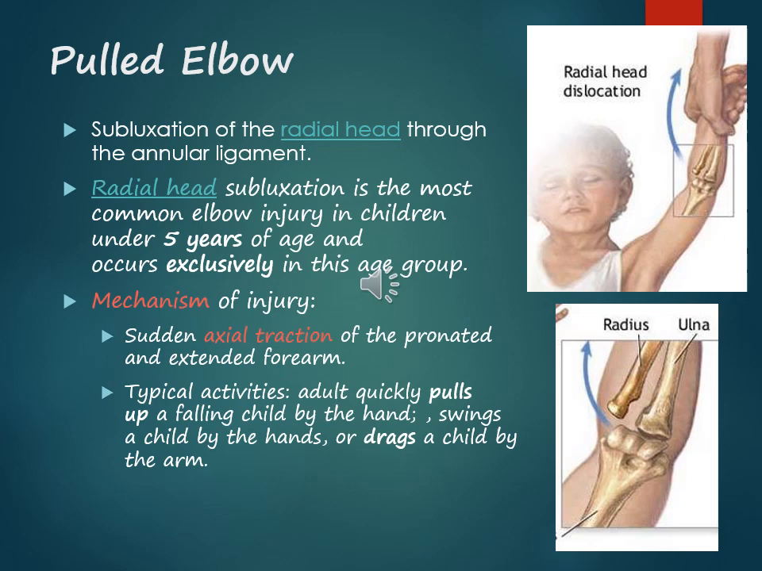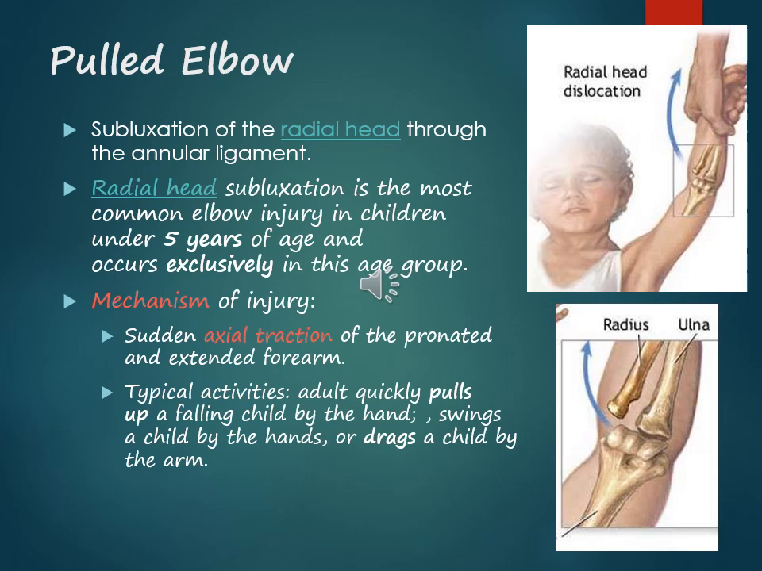The fourth topic we will discuss is what we call pulled elbow. This is common in young age groups up to the age of 5. It is usually caused by pulling the hand of the child, and this can cause the annular ligament which surrounds the radial head to move and interpose in the radiocapitellar joint, causing pain and limitation of movements of the elbow joints.